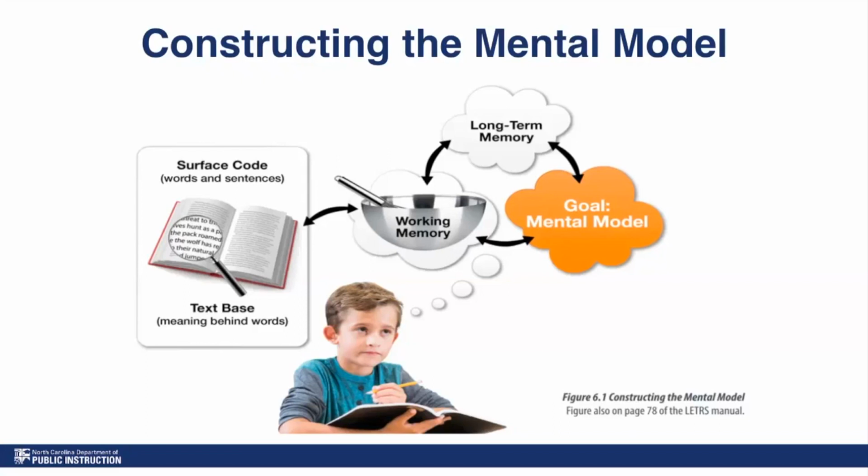So let's start with a mental model. A mental model is the entire process that we're going to talk about. It's a representation of the text's meaning that's derived from the words, the phrases, and the sentences in a text. Your surface code, if you see that on the side above the book, are the words and the sentences that are written on the page, where text base is the meaning of those words.